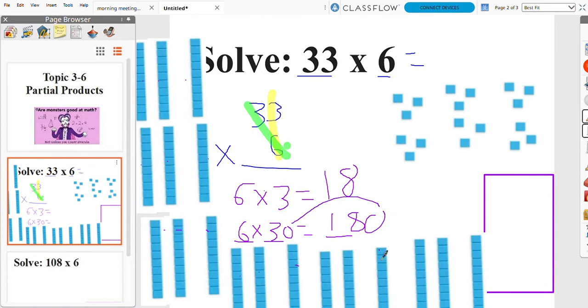Are we finished? We are not finished. You have two partial products or two pieces of your total product. So 180 plus 18 will give you the final product. 0 plus 8 is 8. 8 plus 1 is 9. Bring down that 1. 33 times 6 equals 198.